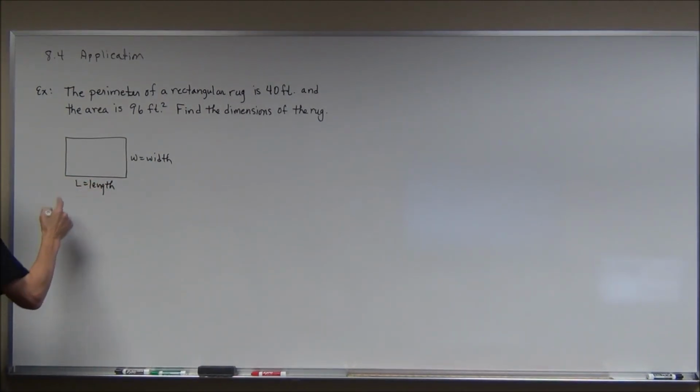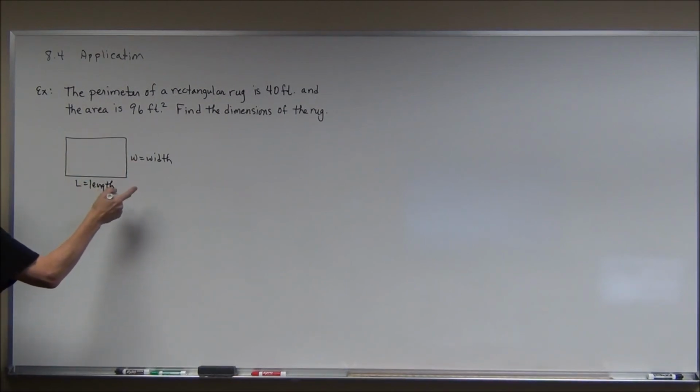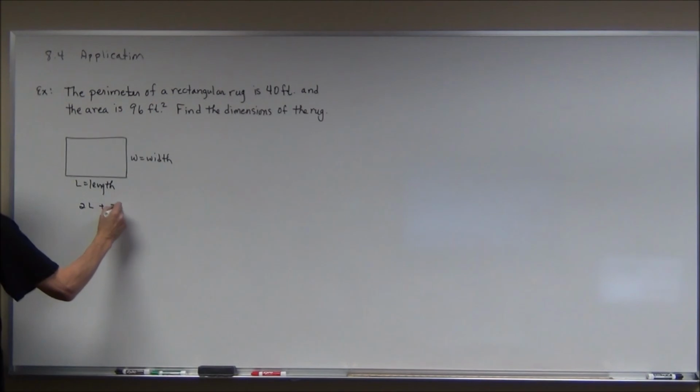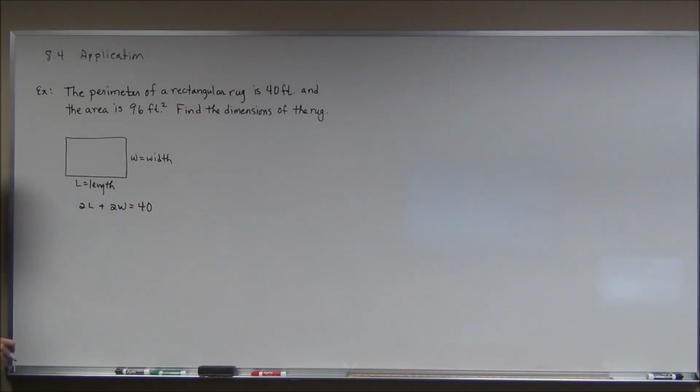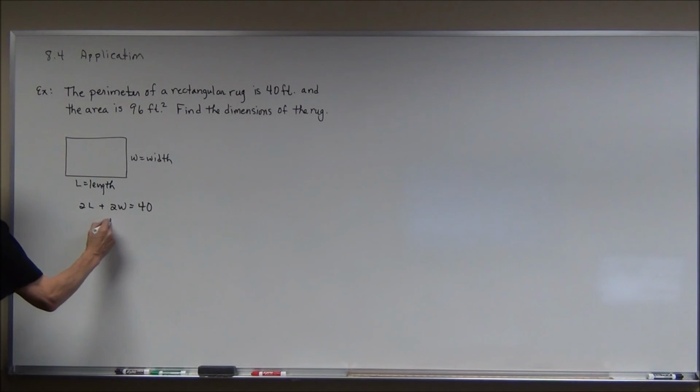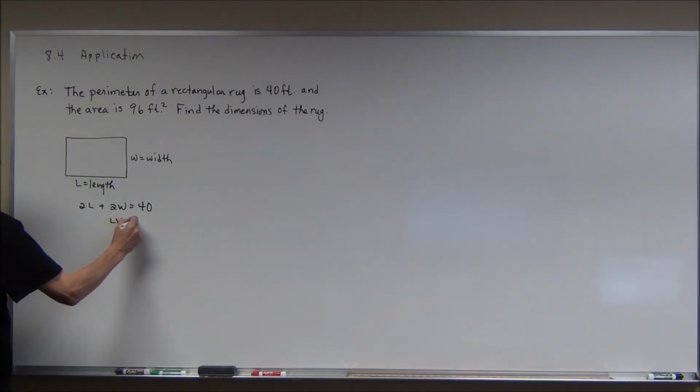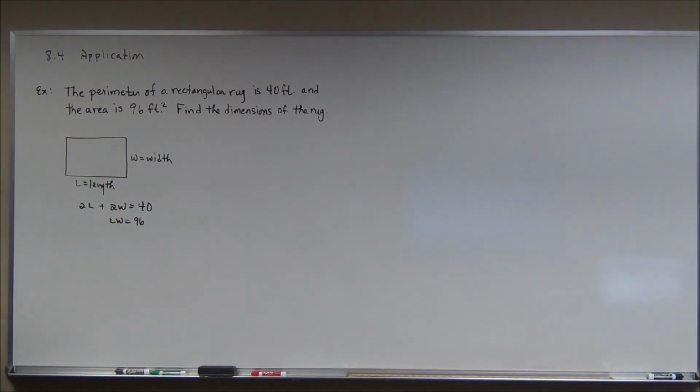And I know that the perimeter is twice the length plus twice the width. So 2L plus 2W is going to be the perimeter, which is 40. Okay, there's one equation. That one is linear. And then it says here that the area is 96. Well, the area is found by multiplying the length and the width, and I get LW equals 96, and that one is not linear. So this is my system here.